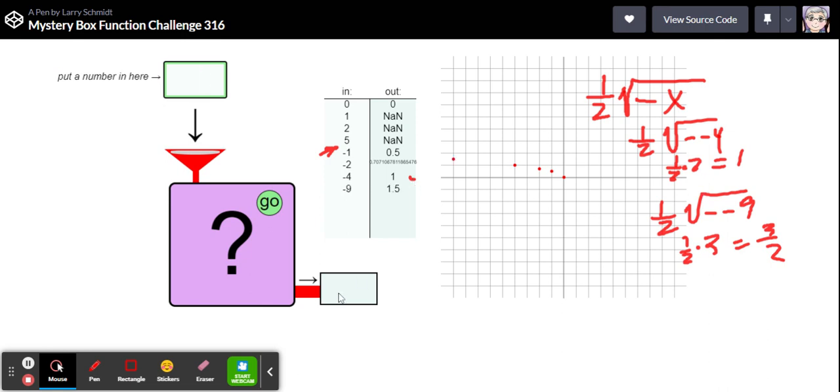So it looks like we've got this one. Yeah, 1/2 times the square root of a negative x. And what that negative x does is it reflects it across that y-axis. And what the 1/2 does is it just squishes it down a little bit. Let's go ahead and graph that whole thing. You can see that shape of the square root function.